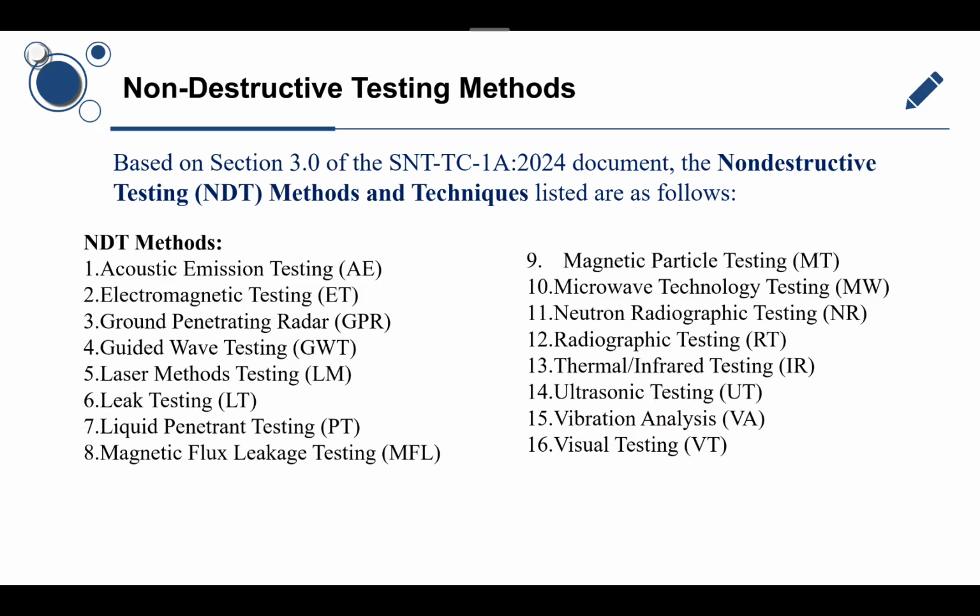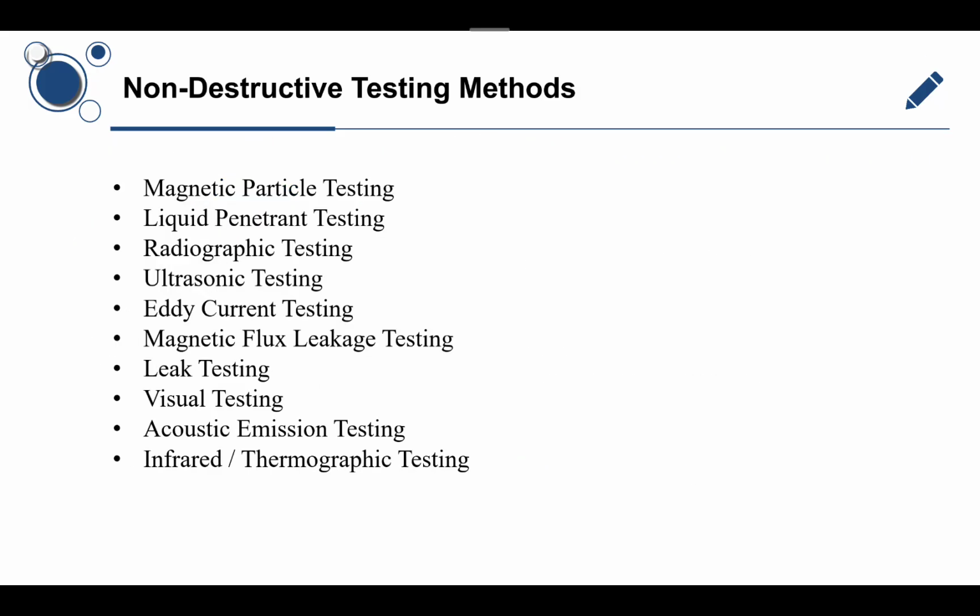Next, we will see the NDT methods. ASNT classifies NDT into several methods as listed in SNT-TC-1A section 3. These 16 methods are available in SNT-TC-1A. These methods are the foundation of NDT qualification and certification worldwide. Of these, 10 methods are active in the real world.